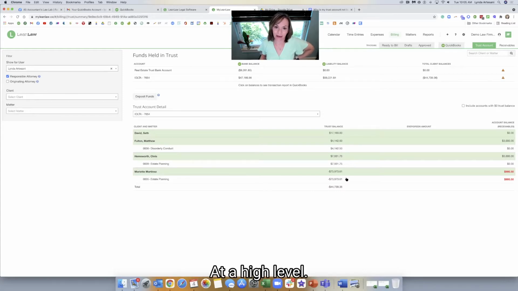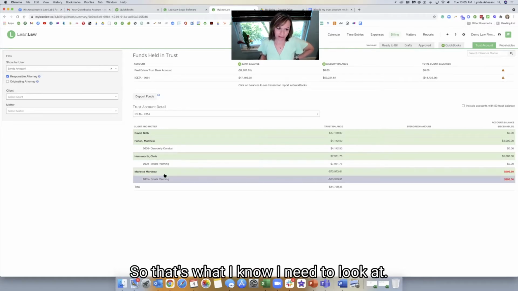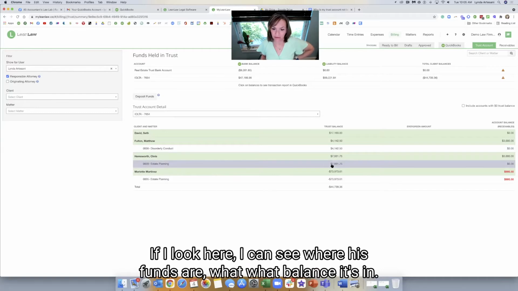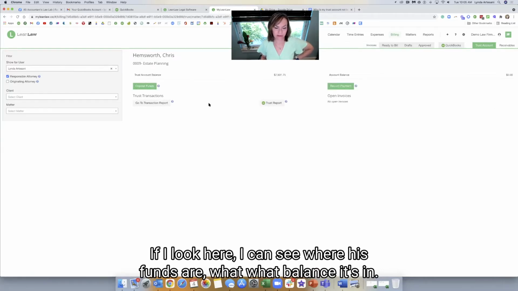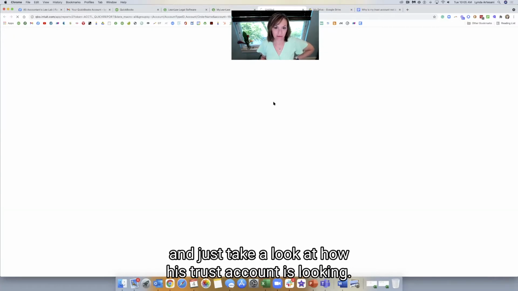At a high level, I can see that there's problems. Obviously, Marriott Martinez, her balance is way off. So that's one I know I need to look at. You can see here, Chris Helmsworth. If I look here, I can see where his funds are, what balance it's in. I can go to the trust account here and just take a look at how his trust account is looking.